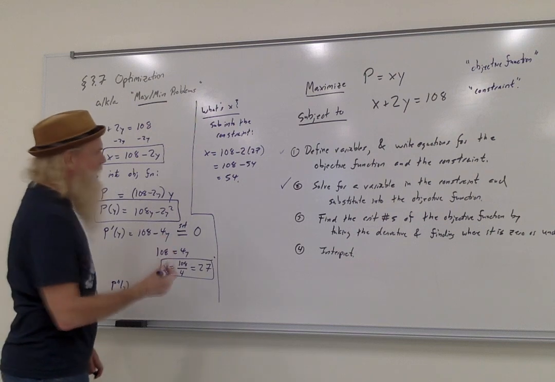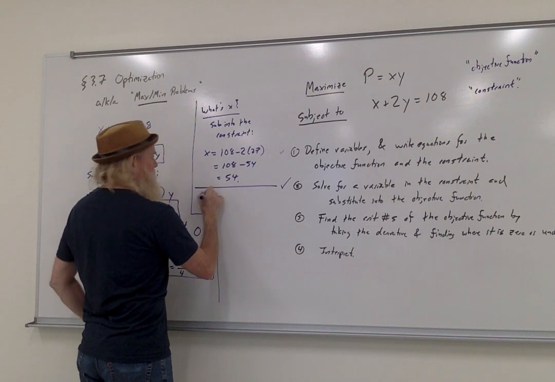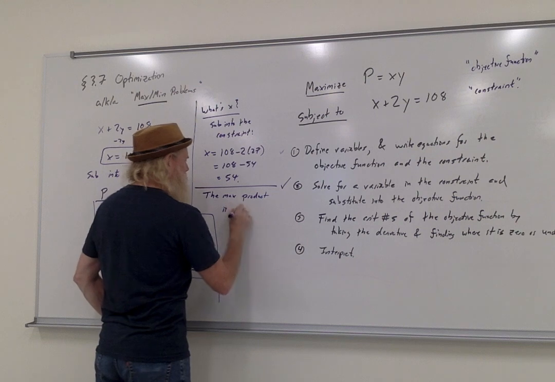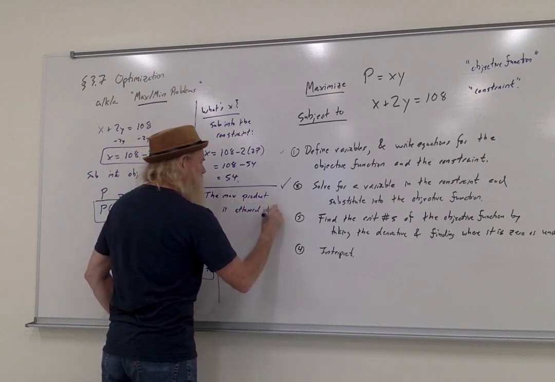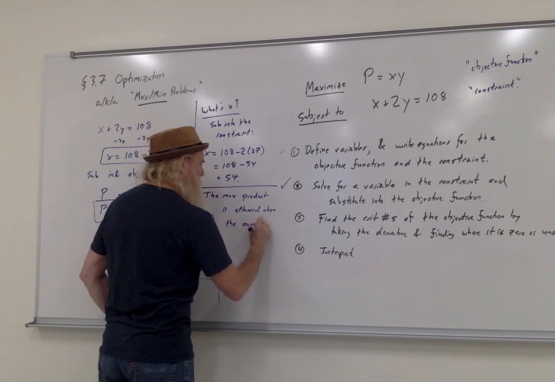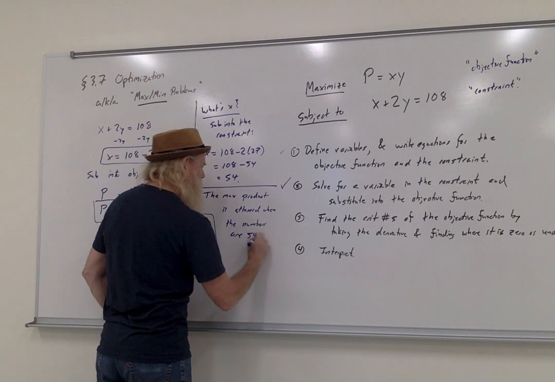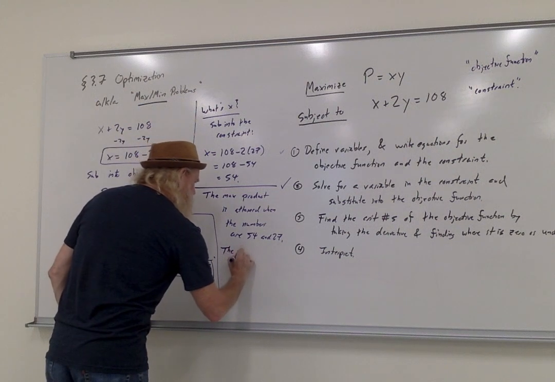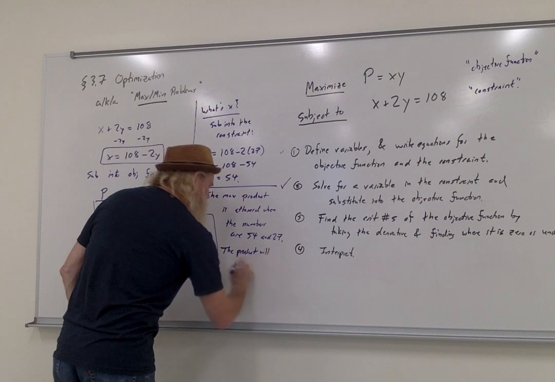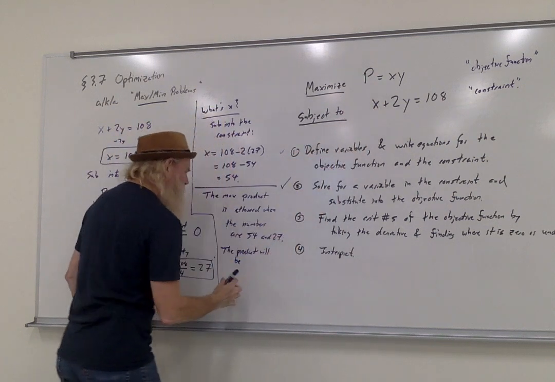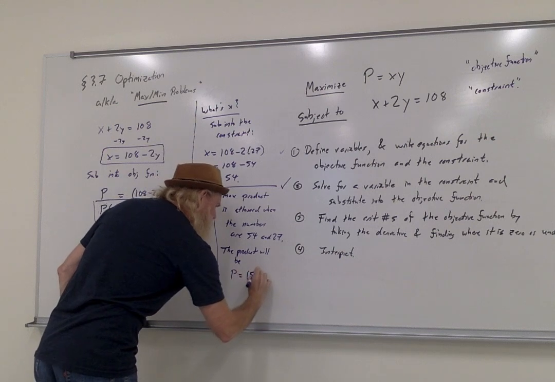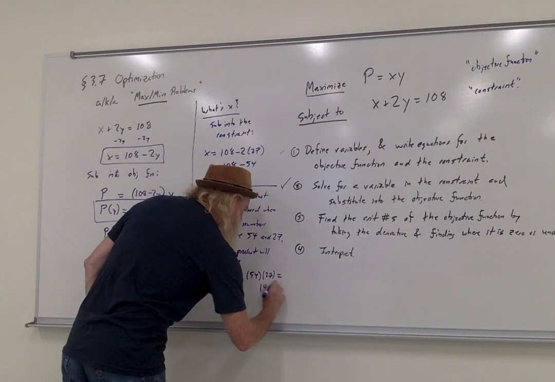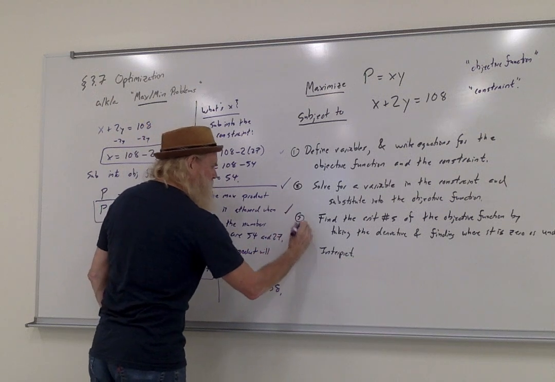And then finally, to state what our answer is, we can say the maximum product is attained when the numbers are 54 and 27, and the product will be x times y. So P will equal 54 times 27, which is 1458. And that takes care of the last step.